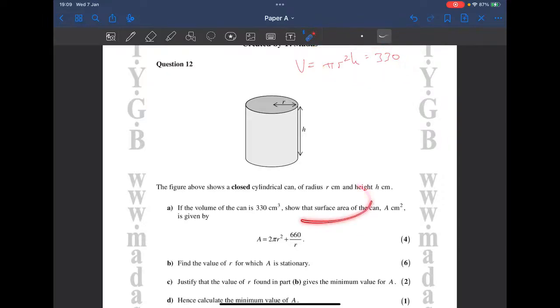So that gives us one equation. We can then get the surface area equation as well. Doing that, we need the two circles, top and bottom. So that's going to be pi r squared, but times by 2.